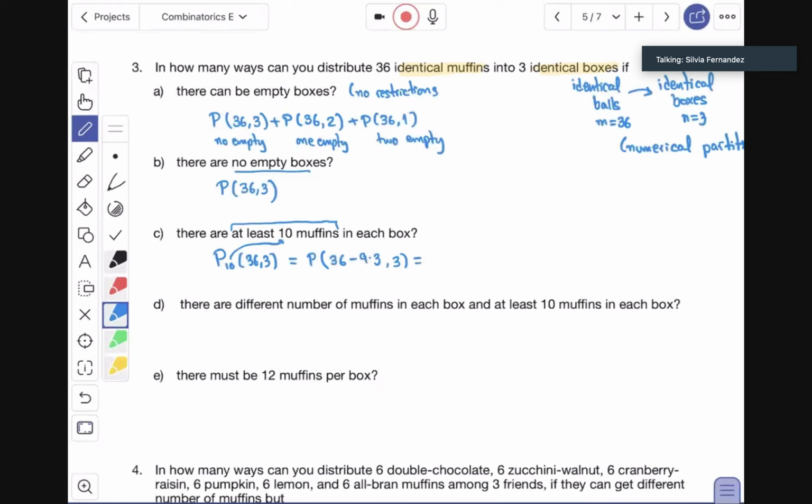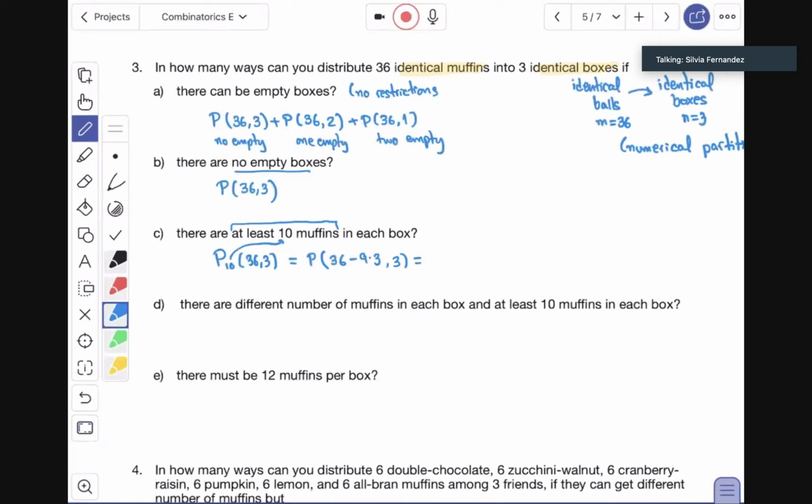Sorry, guys. Okay, so we have the formula. You don't have to explain it, but really, what is happening is that you want to have 36 identical muffins into the 3 boxes, so you can just put 10 in each box and then take care of the rest. That's what this minus 9 times 3 does, actually 9 in each box, and then solve the rest of the problem.